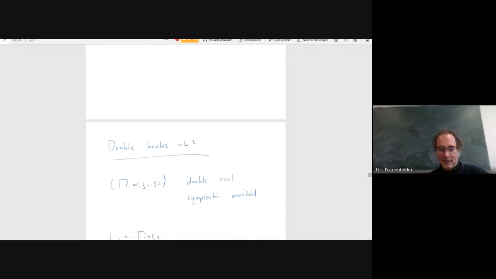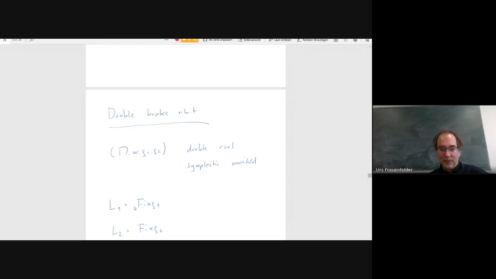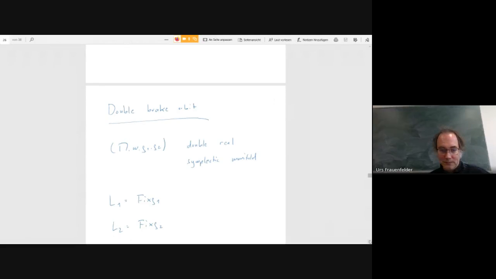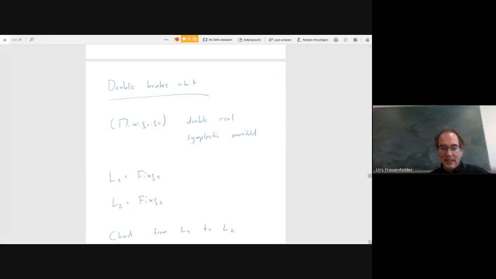And now if you have a double real symplectic manifold, then we can look at double brake orbits. We now have two fixed point sets: the fixed point set of rho one, L1, and the fixed point set of rho two, L2. These are two Lagrangians. Because the anti-symplectic involutions commute with each other, L1 is invariant under rho two. It's not pointwise invariant, it's not the fixed point set of rho two, but rho two maps L1 to L1. And vice versa, rho one maps L2 to L2. A double brake orbit is now a chord from the first Lagrangian L1 to the second Lagrangian L2.